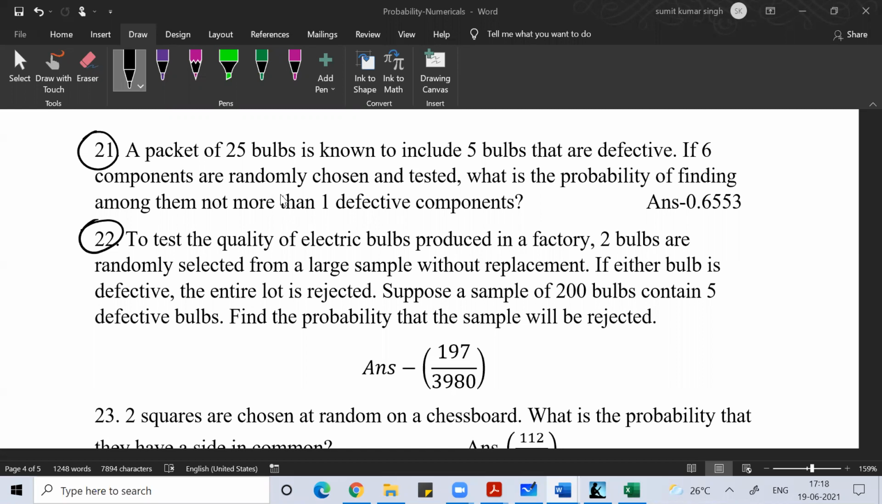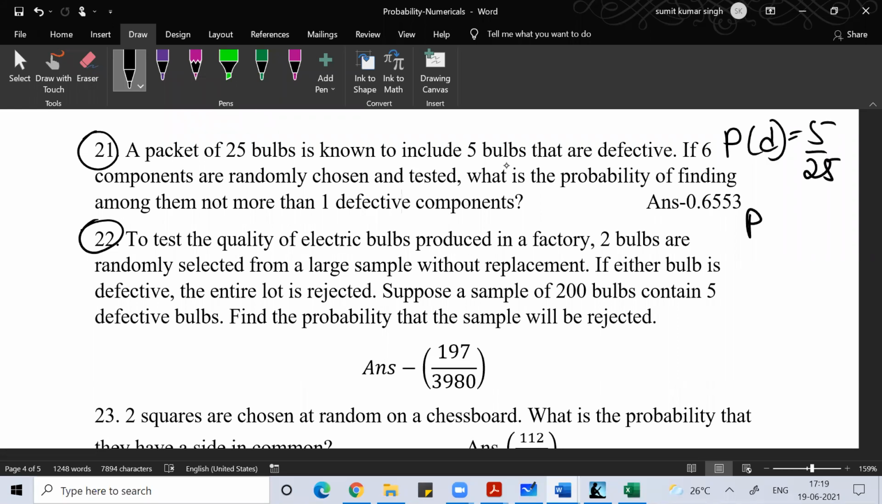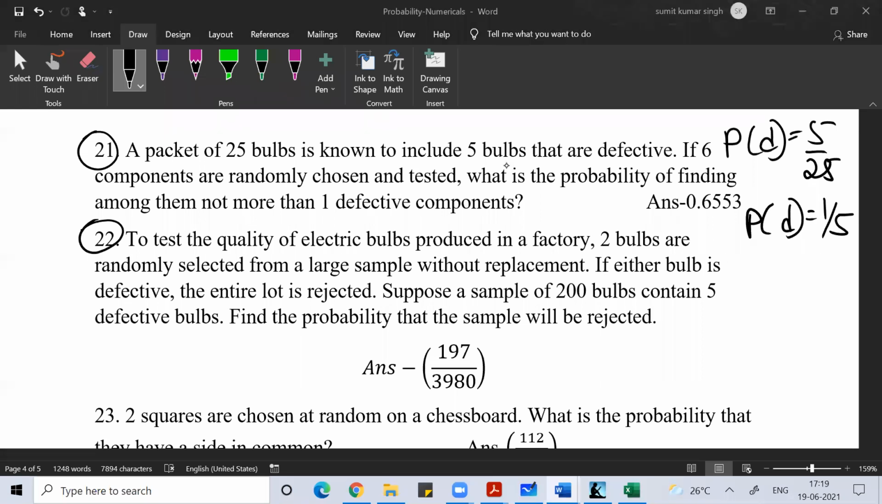Hello. Did anyone get the answer to question number 21? So what was question number 21? A packet of 25 bulbs is known to include 5 bulbs that are defective. So out of 25 bulbs, 5 are defective. The probability that you will get a defective bulb is 5 by 25, or 1 by 5.